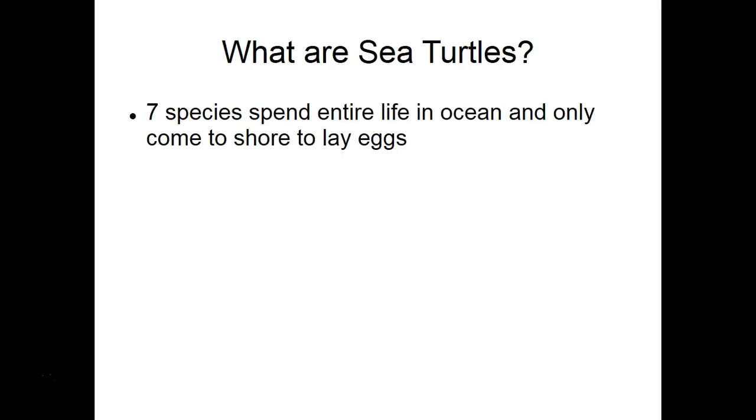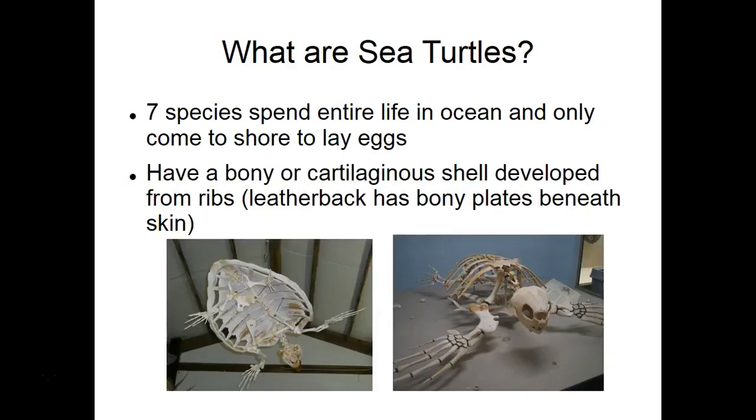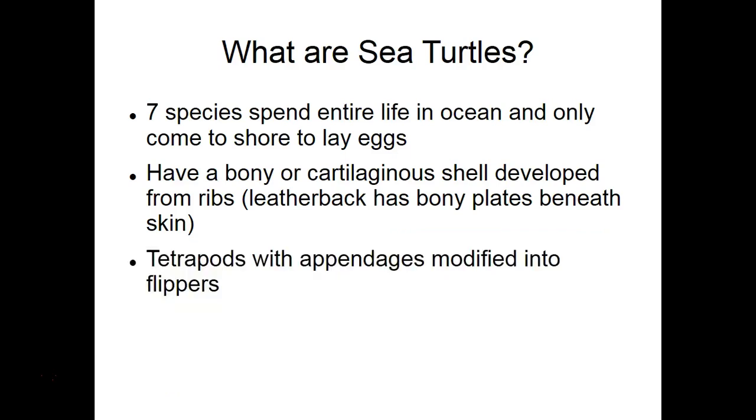So there are 7 species of sea turtles, and they have a bony or cartilaginous shell that's developed from the ribs, just like other turtles do. So we can see on this turtle, you can see its shell here, that is a hard shell that comes off of the ribs. And then over here, this guy, you don't really see a shell, you just see the ribs. That's because this is called a leatherback sea turtle, and their shell is actually mostly just made of skin. That's why they get their name, leatherback sea turtle.